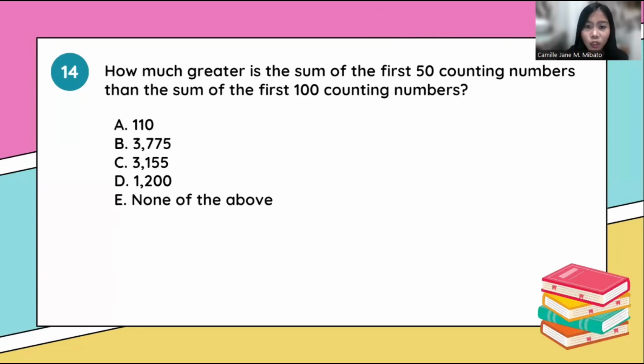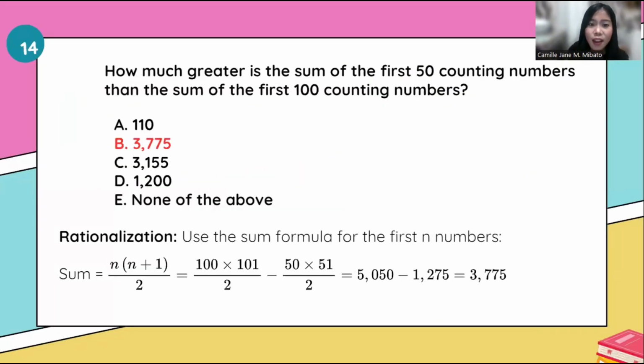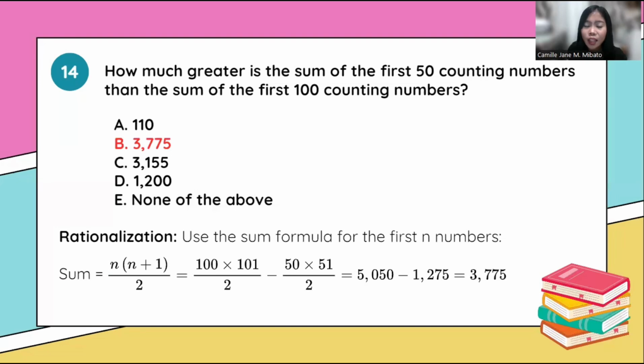How much greater is the sum of the first 50 counting numbers than the sum of the first 100 counting numbers? A. 110. B. 3,775. C. 3,155. D. 1,200. Or letter E. None of the above. So what do you think is the answer? It's letter B, 3,775. So let's rationalize it. Why is it letter B?